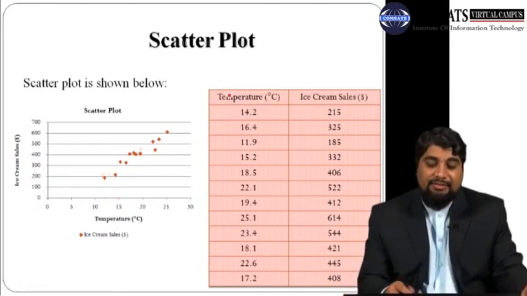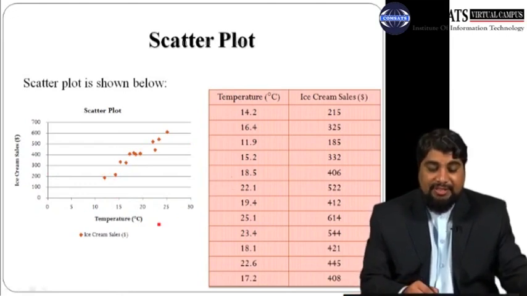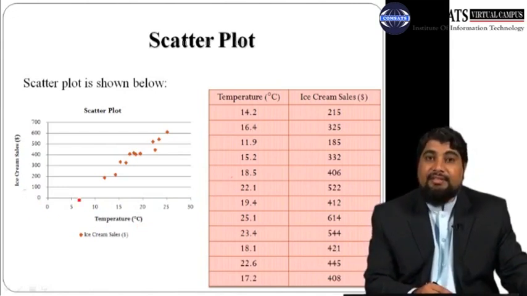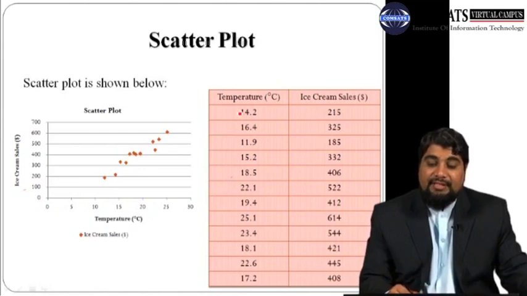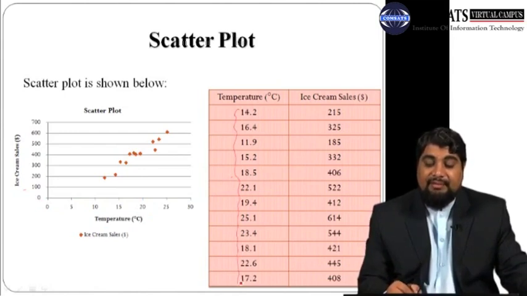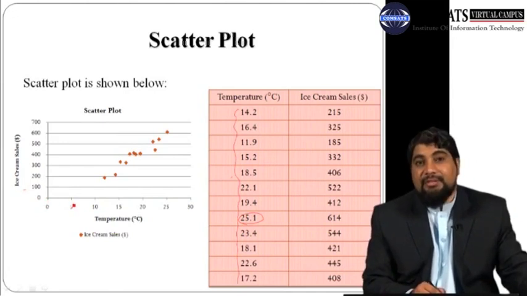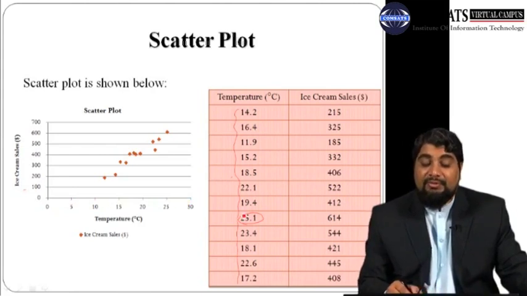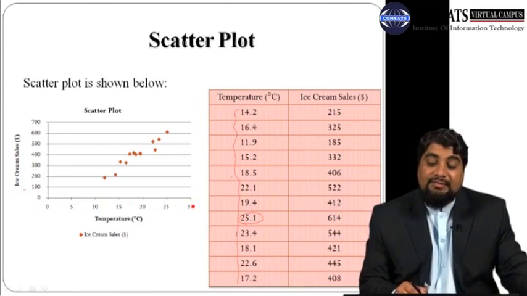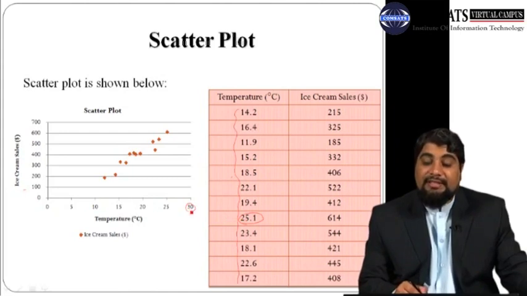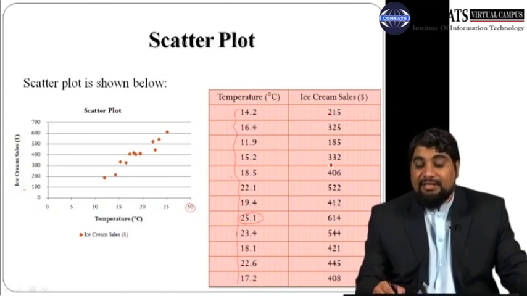Here is the scatter plot which is shown here. Along the x-axis we have temperatures in degrees centigrade and along the y-axis we have sales in dollars. Just look at these temperature numbers and try to find the maximum and minimum number. The maximum temperature is around 25. Start from 0 and take a suitable difference, let's say 5 units. So 0, 5, 10, and you have to go up to 25.1. Let us go to 30 so that this number, 25.1, is covered in this range. And along the y-axis we have ice cream sales.